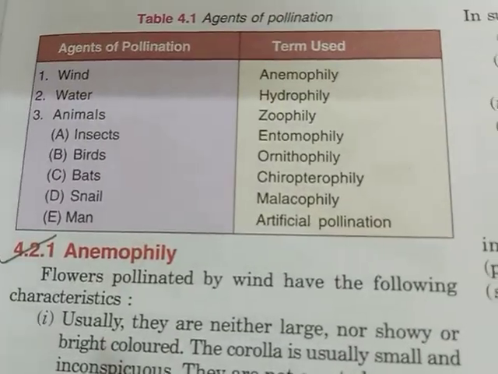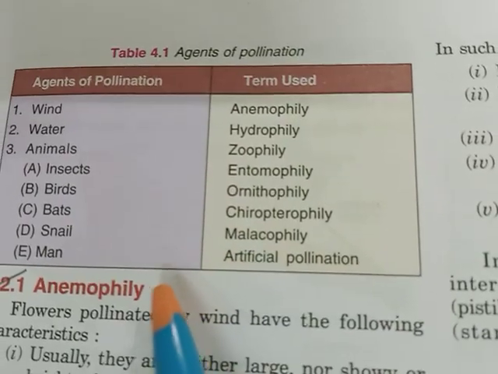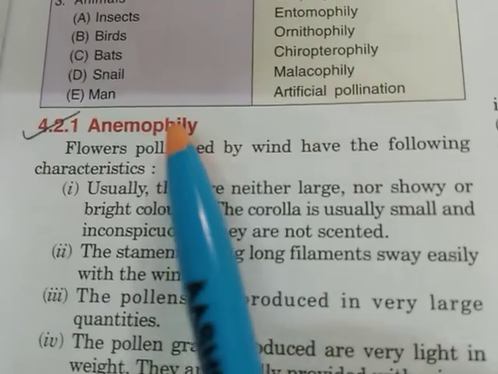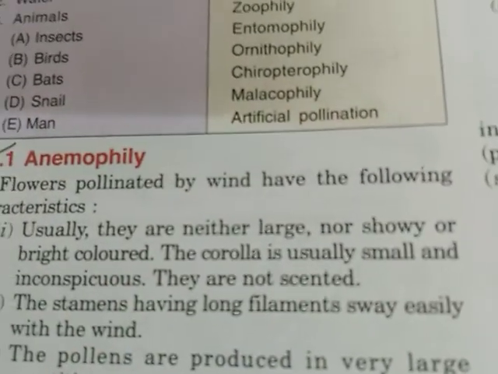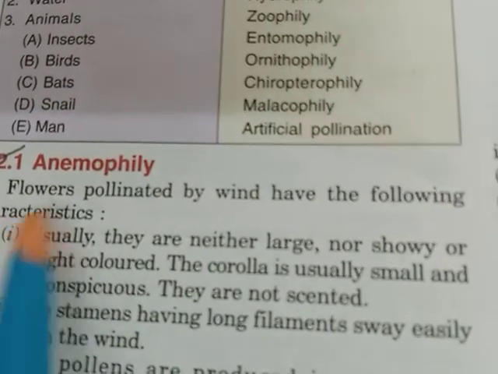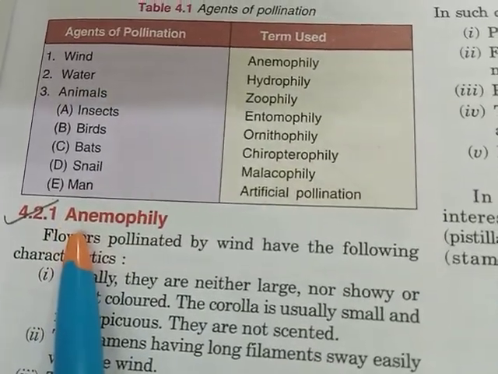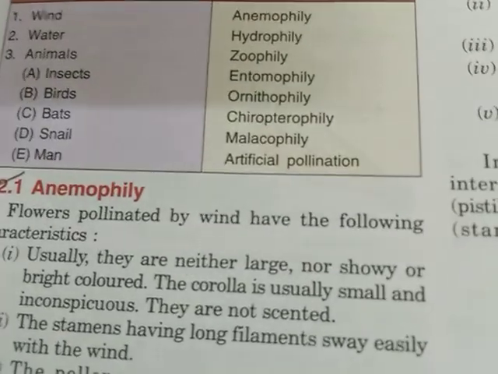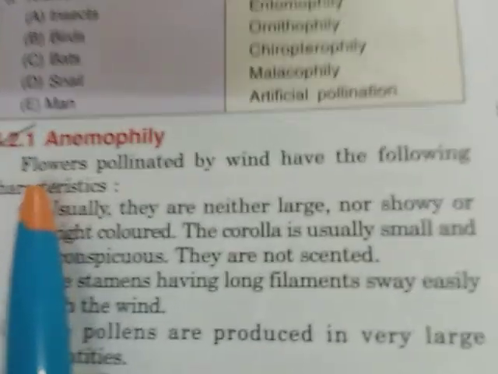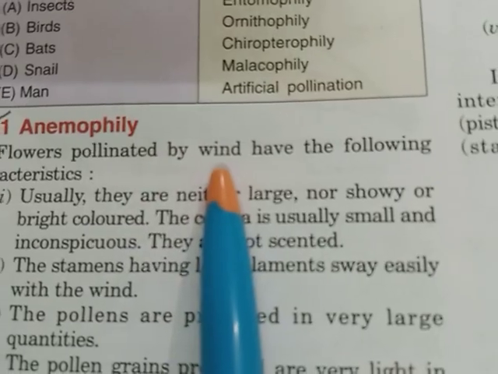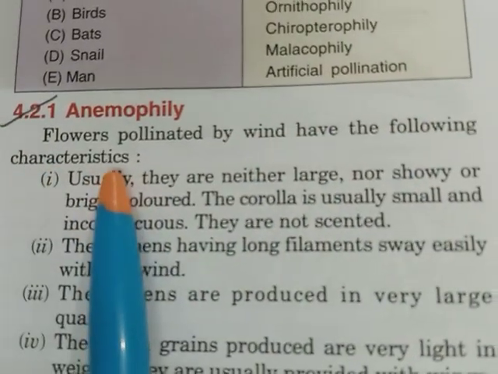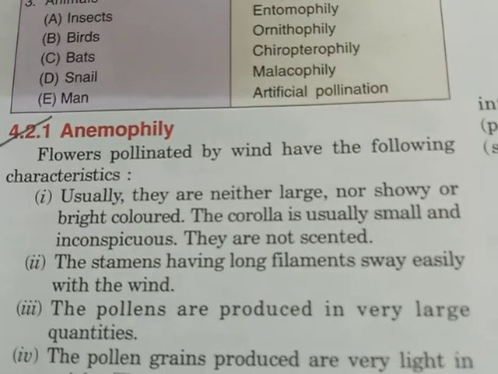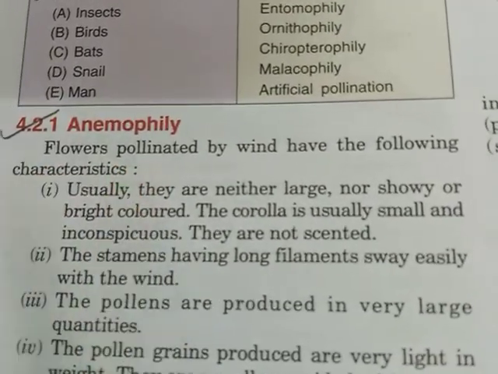So children, now we will study these different types of pollination. Anemophily, their characteristics. What are the characteristics of this type of pollination? Anemophily means when the pollination takes place with the help of wind, or when the agent of pollination is wind. Flowers pollinated by wind have the following characteristics.